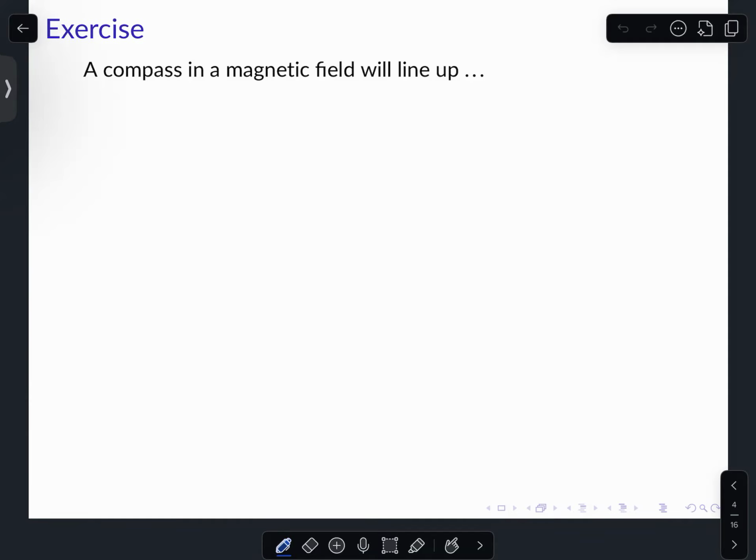Again, does the compass point in the same direction, opposite direction, or at right angles to a magnetic field? Is it A, B, or C?